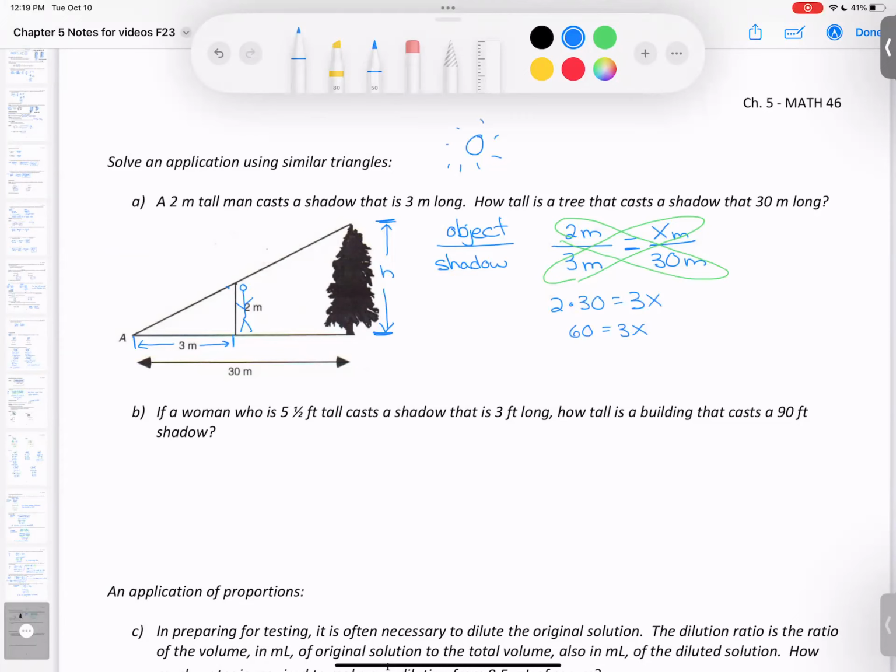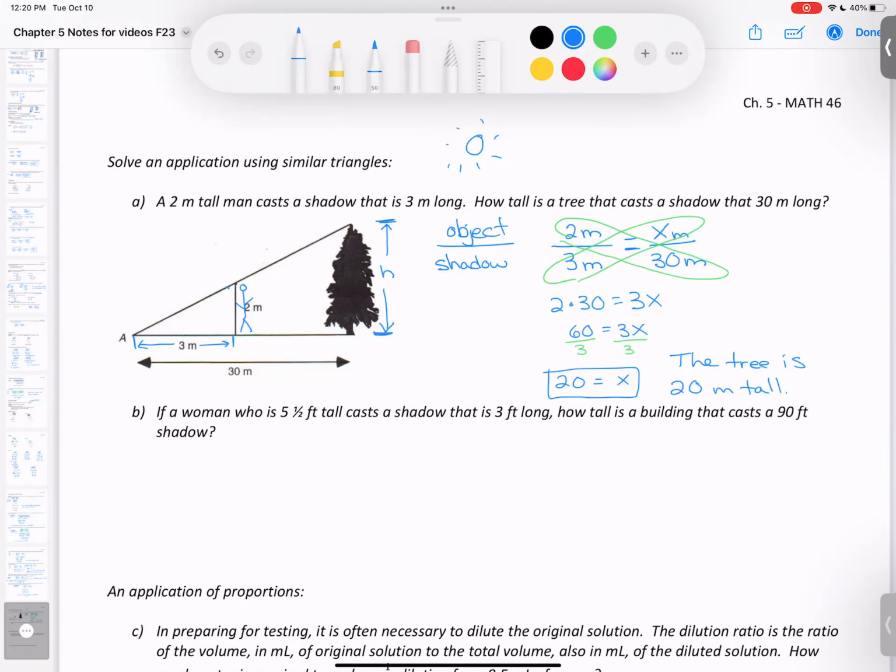Now we're going to divide both sides by 3 to get rid of that coefficient in front of the x, and that gives us x equals 20. So we would say the tree is 20 meters tall.